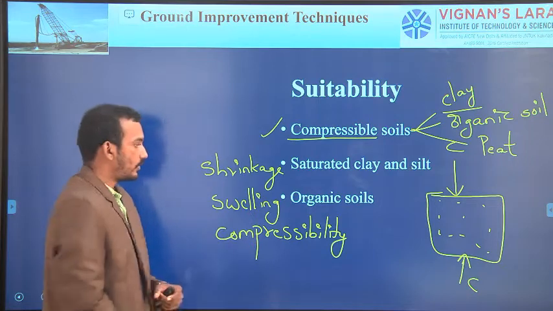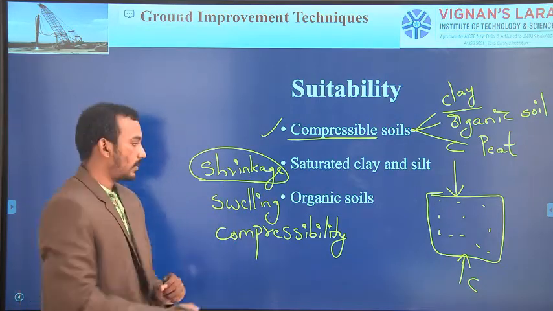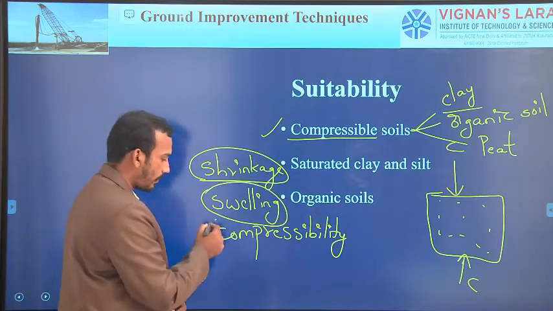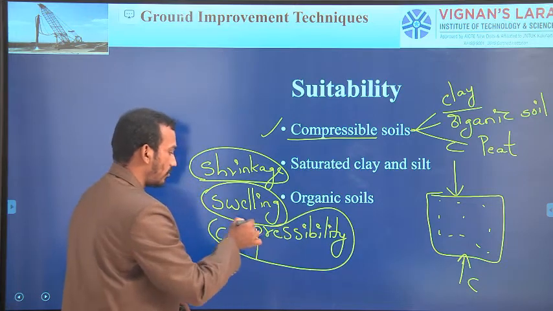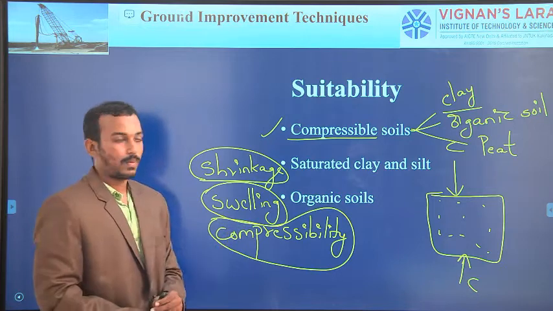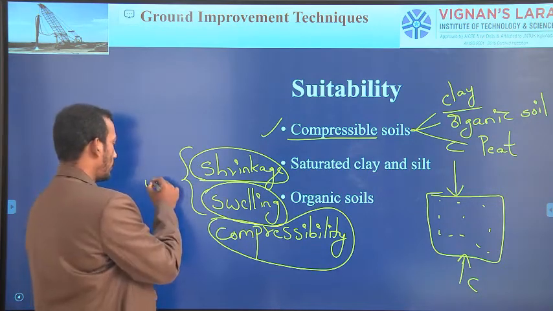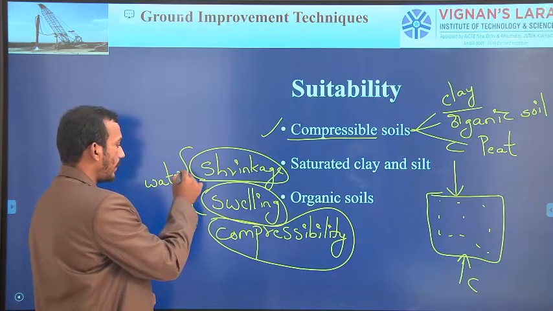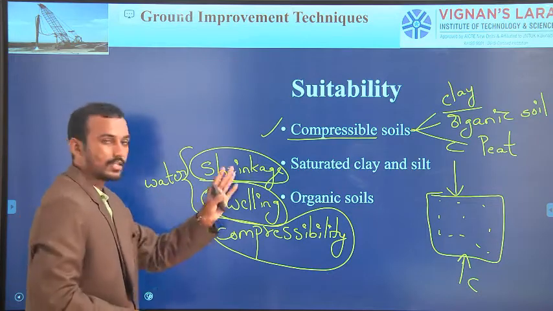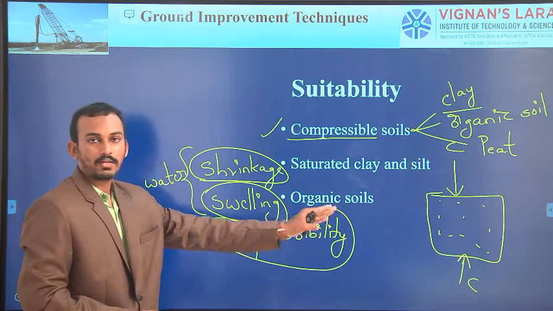Shrinkage means the reduction in volume. Swelling means the increase in volume. Compressibility means the change in volume, whether it is increasing or decreasing. So what is the difference? Swelling and shrinkage are due to water. We are not applying any external loads. Only due to internal actions, swelling and shrinkage will occur. Whereas compressibility means we need to apply an external compressive force.